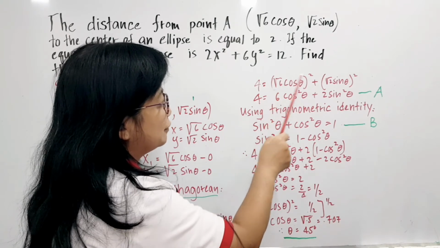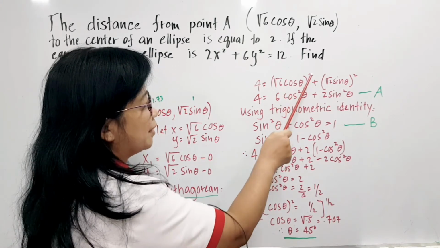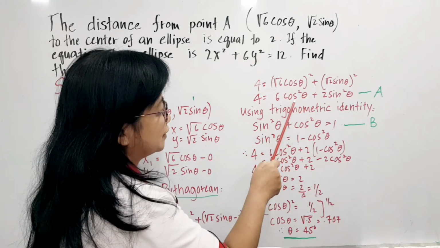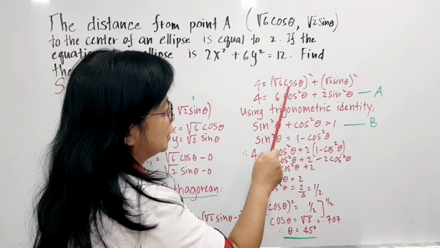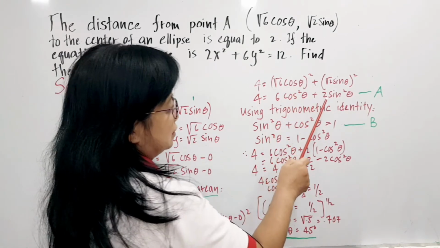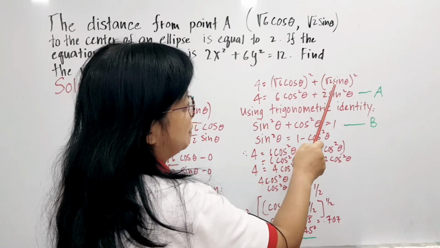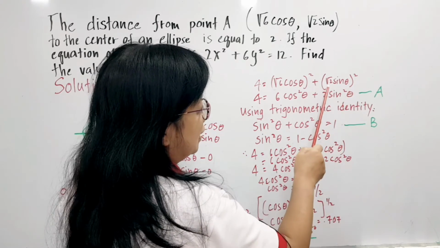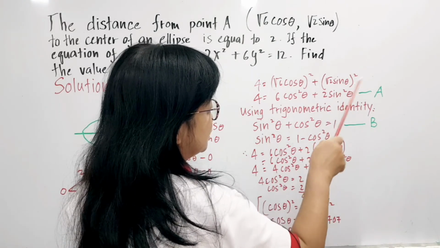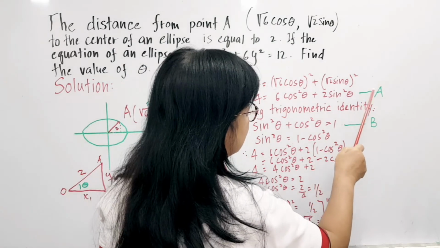Square root of 6 raised to the power 2 is equal to 6. Cosine theta raised to the power 2 will be represented by cosine squared theta, which is the same as cosine theta squared. Plus, square root of 2 multiplied by square root of 2 is equal to 2. So, sine theta squared is equal to sine squared theta. So, let's call this equation 1.